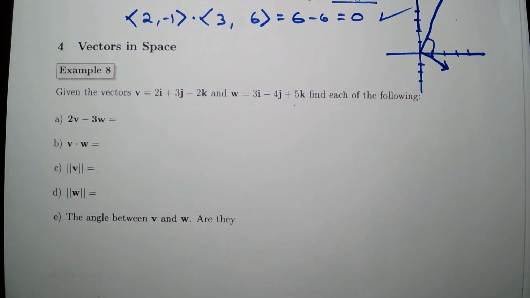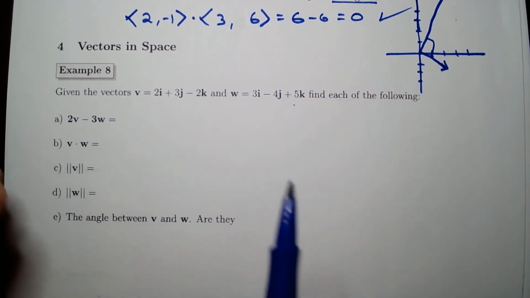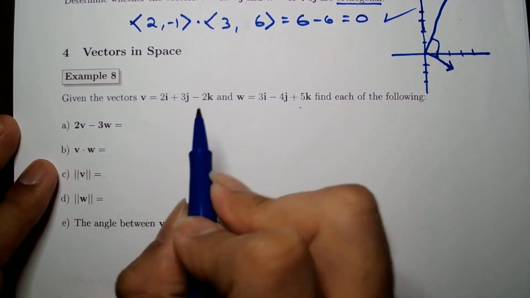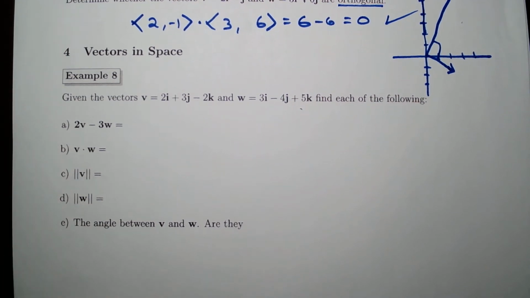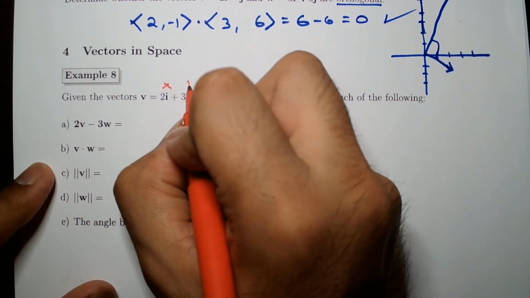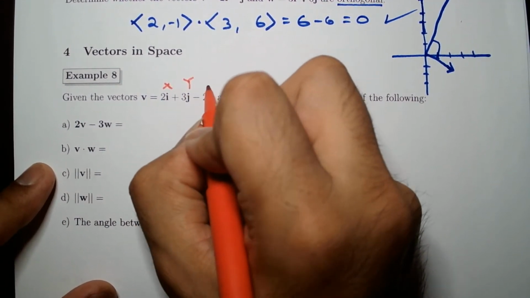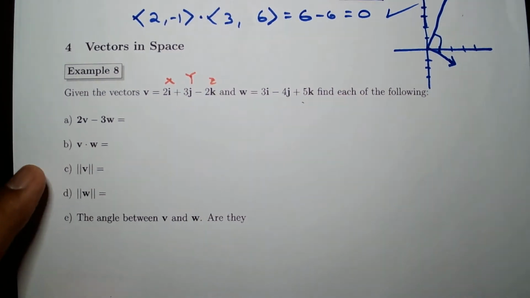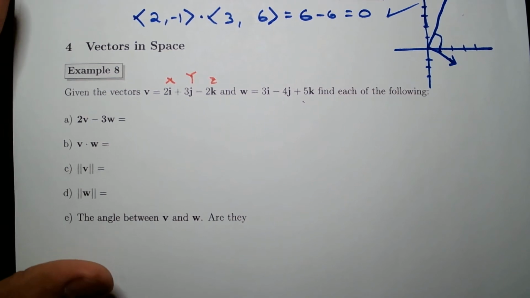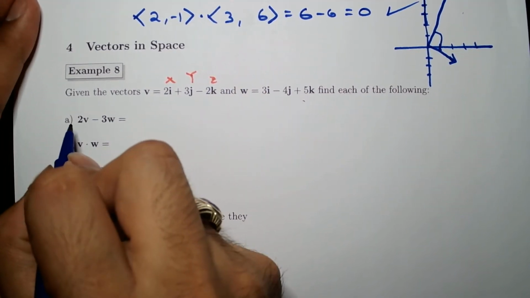Vectors in space, that's what I was talking about when I was speaking about more dimensions. So vectors in 3D, ultimately what we do is add one more component. This is the I component, it's in the X direction, the J component is in the Y direction, and the K component is in the Z direction. And the operations are exactly the same. Nothing really crazy.